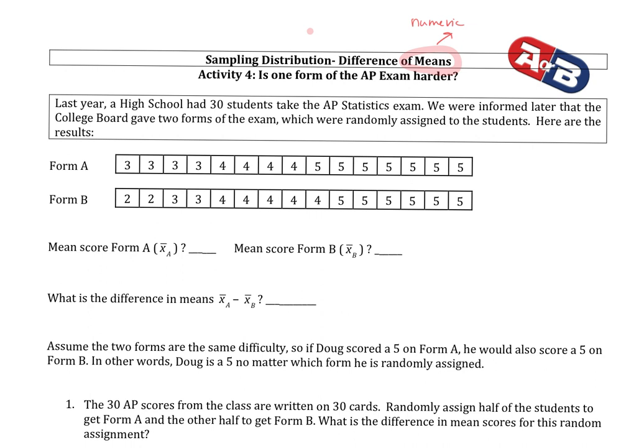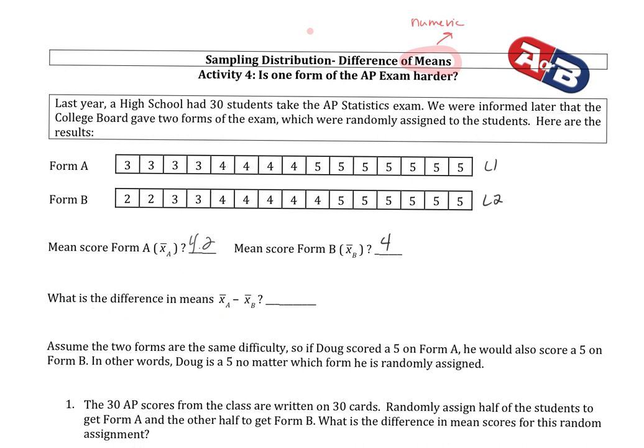So how we're going to do that is we're going to put Form A into list 1 of our calculator and run the one variable stats, and then put Form B into list 2 in our calculator and run the one variable stats. So go ahead and pause the video now, get those means, and then when you're ready, unpause. All right, so you should have gotten that the mean score of Form A is 4.2 and the mean score of Form B is 4.